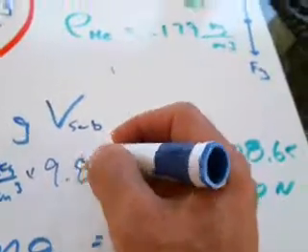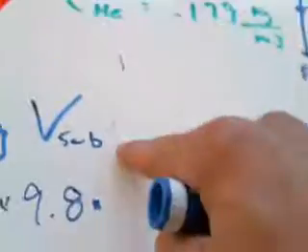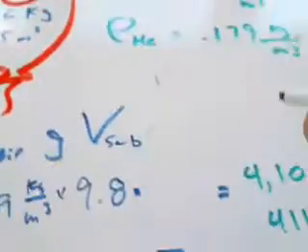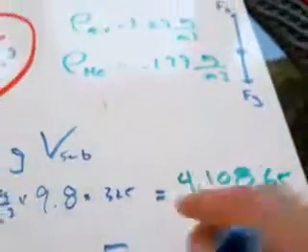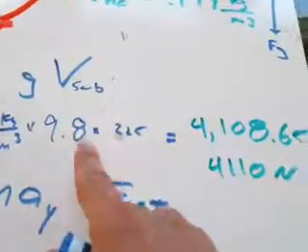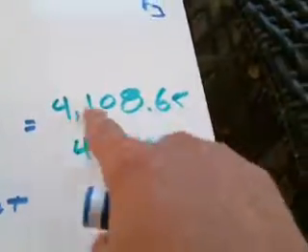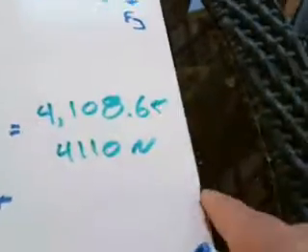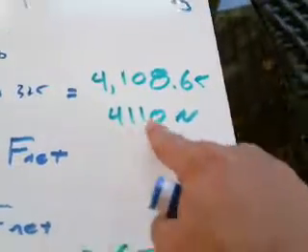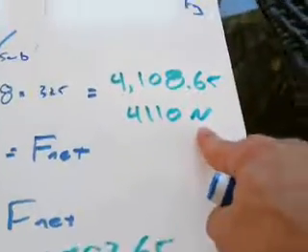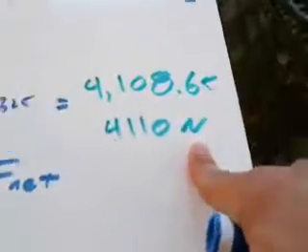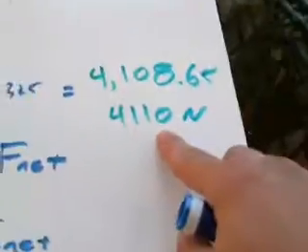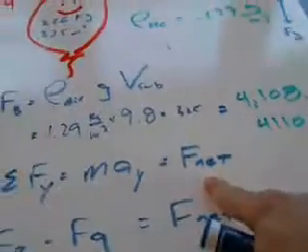G is 9.8, and the volume that is submerged under the fluid is the volume of the whole thing. You know that's 325. So multiply 1.29 by 9.8 by 325. You'll get 4,108.65. We don't need that many digits. We're only given 3 anyway, so we will keep 3. 4,110 newtons is the buoyant force acting on that balloon. So the up arrow is 4,110 newtons.